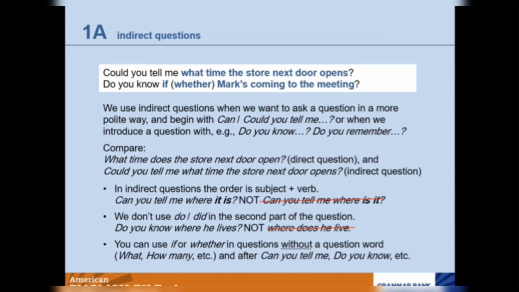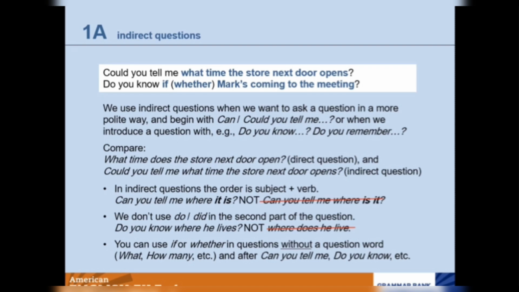Compare. What time does the store next door open? This is a direct question, right? Now I want to make it indirect. I'm going to say, could you tell me what time the store next door opens? So what do you see here? What time the store next door opens. You see the sentence here is in statement order, not question order, because we added, could you tell me?